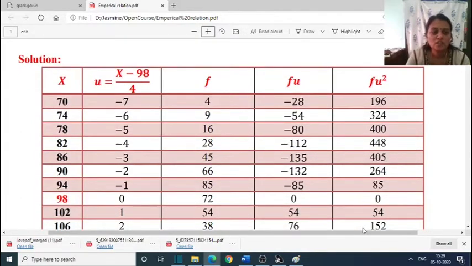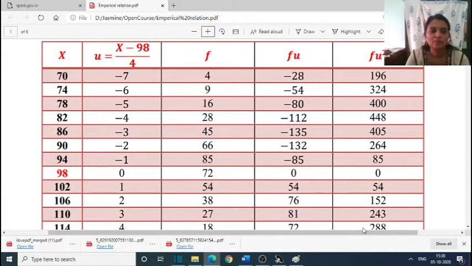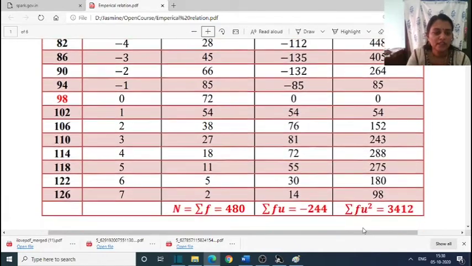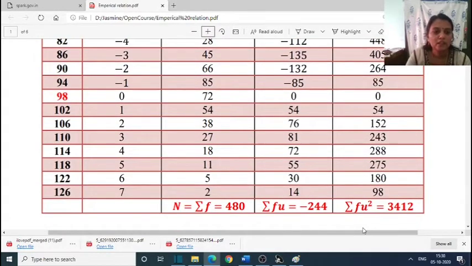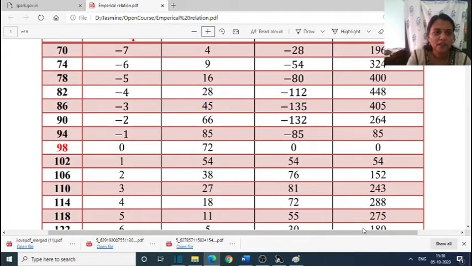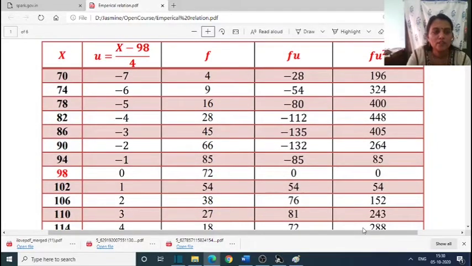First, in the first column we write the class marks X, and in the next column we have to find A. Here there are 15 entries, so the middle value is 98, which we can choose as A. So U is equal to (X minus 98) by 4. In the middle U is equal to 0. Before that minus 1, minus 2, minus 3, minus 4, minus 5, minus 6, minus 7, and below 0 we have 1, 2, 3, 4, 5, 6, 7.